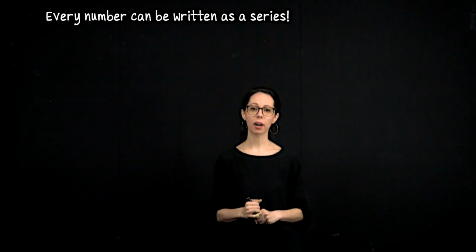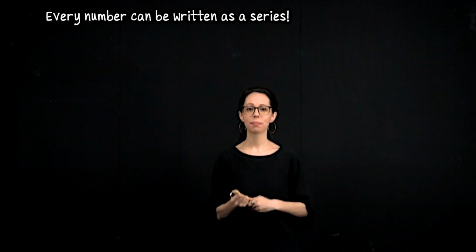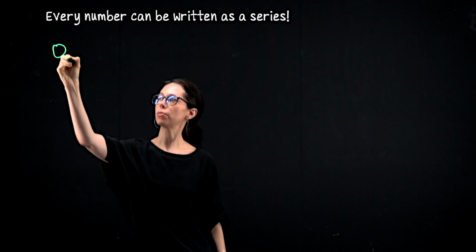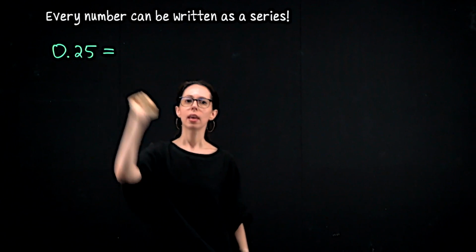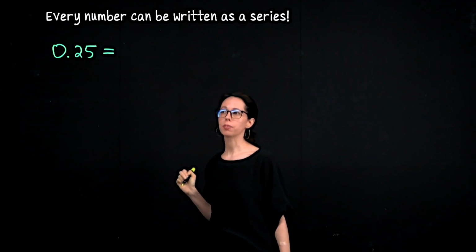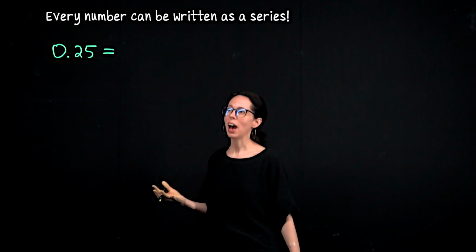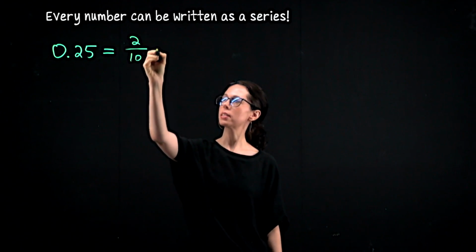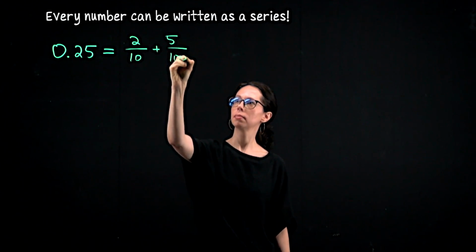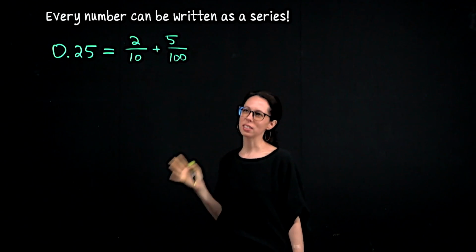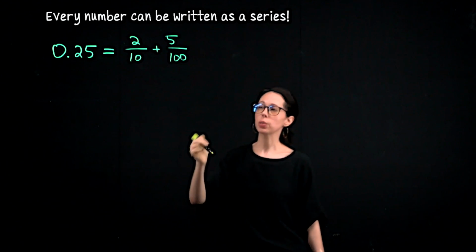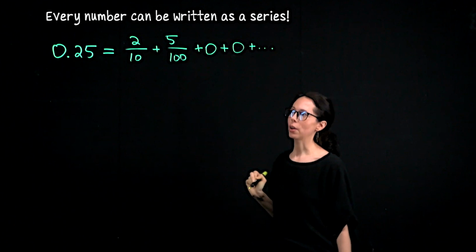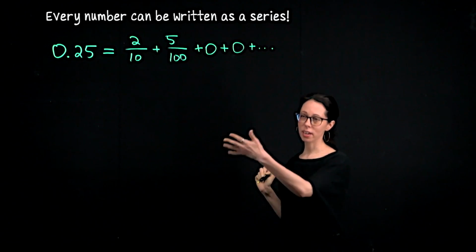Every single number can be presented as a series. Let me give you a few examples. Take the number 1/4, or 0.25. Using the base 10 decimal expansion for this number, which is just 0.25, I could say that this number is 2 over 10 plus 5 over 100. I could stop there, but I could also make it look like an infinite series where I say, and every other term is 0.